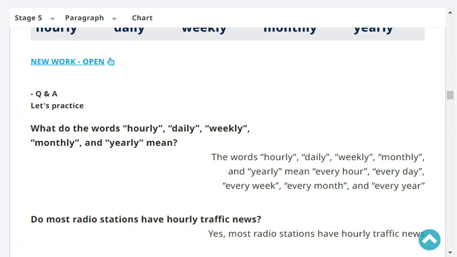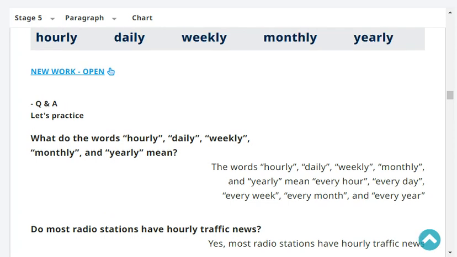What do the words hourly, daily, weekly, monthly, and yearly mean? Hourly, daily, weekly, monthly, and yearly mean every hour, every day, every week, every month, and every year.